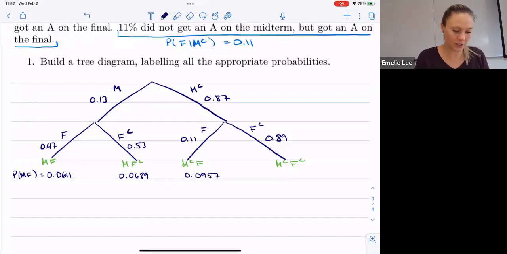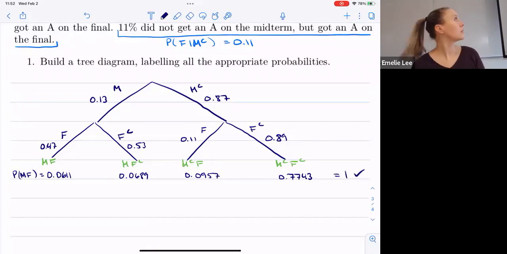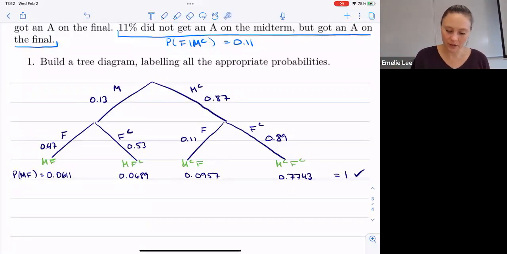Finally, 0.87 times 0.89 puts me at 0.7743. And if I add these all up, 0.0957 plus 0.0689 plus 0.0611 and so on, it does equal 1. You always want to do that little check, because otherwise you've forgotten some option. Okay, so build a tree diagram. We did that, labeling all the appropriate probabilities. What I mean by that is labeling all of the branches as well as the ends of the branches.